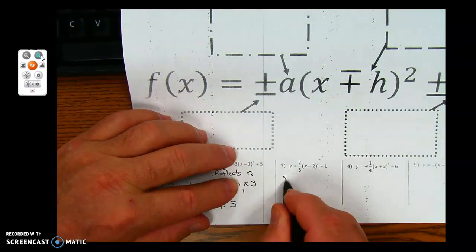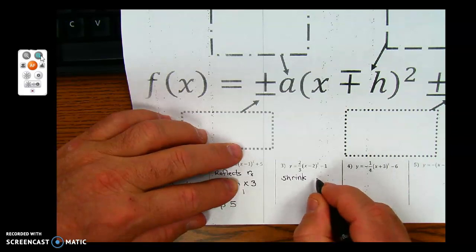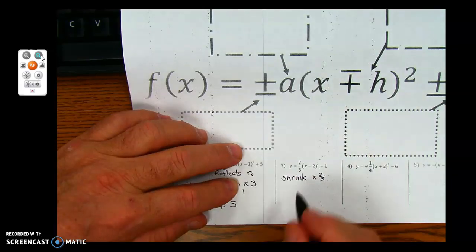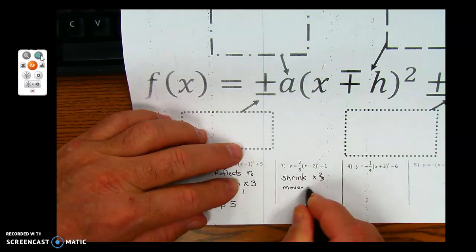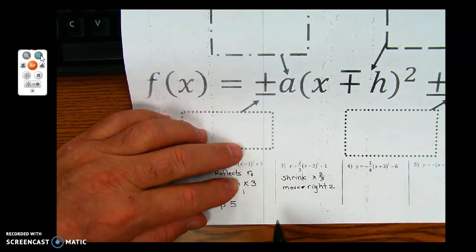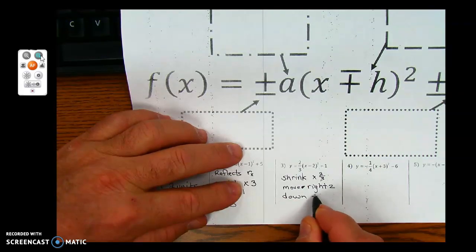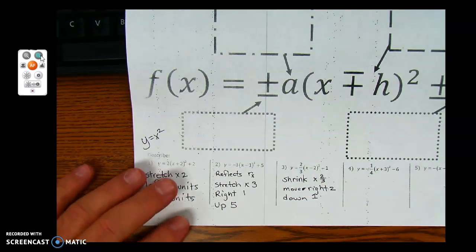2/3. That's going to shrink the parabola, which makes it look fatter, because all the y values are multiplied by 2/3. So that's a shrink. This negative 2 in parentheses will move all the points right 2. This minus 1 out here will move all the ordered pairs down 1. Okay? Those are your transformations on number 3.